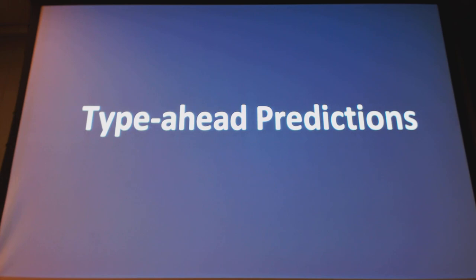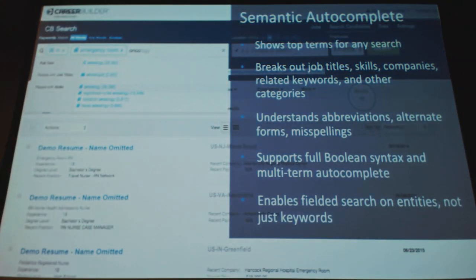So I'm going to walk through some of these sections. First of all is type ahead predictions, also known as autocomplete. What we've implemented at CareerBuilder has a few interesting characteristics.